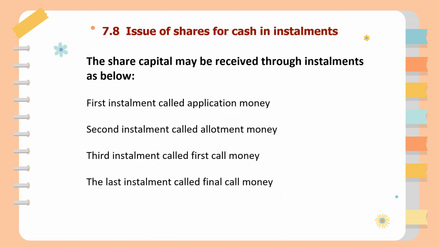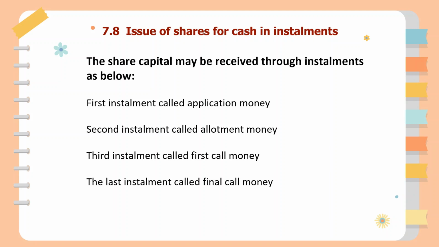And in issue of shares for cash in installments, it has the following installments. Just see, receiving application money is the first installment, first stage, and second is the company will go for allotment, and third is first call, and last is final call. Here four installments are there. Each installment has two entries. One is the bank entry, that is receiving the money.